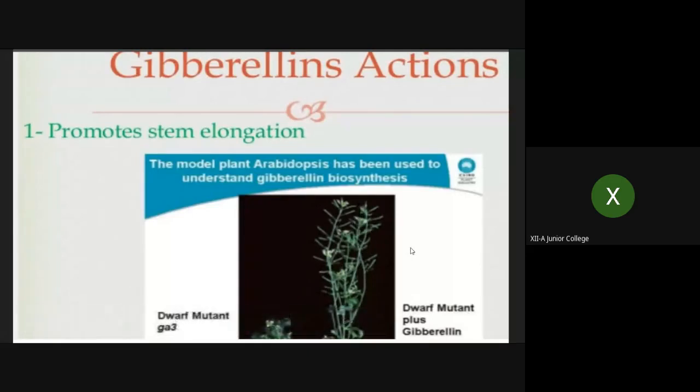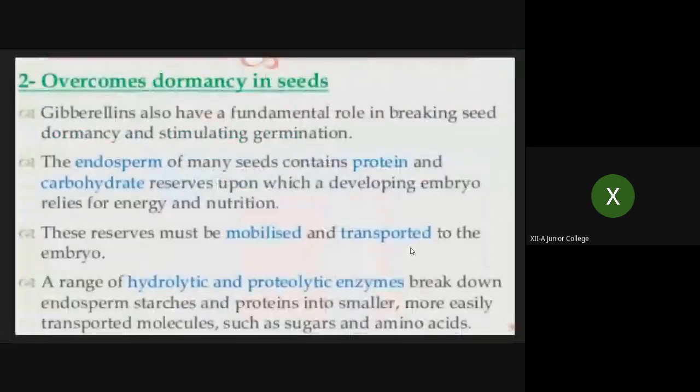Okay, then seed dormancy. Just now I was telling that the highest concentration of the gibberellins, GA, is in the seeds, and that is in the endosperm of the seeds, which is considered to be the major part having the role in providing nutrition to the growing seed. Okay, the food is stored there, right? So gibberellins have a fundamental role in breaking seed dormancy and stimulating germination.